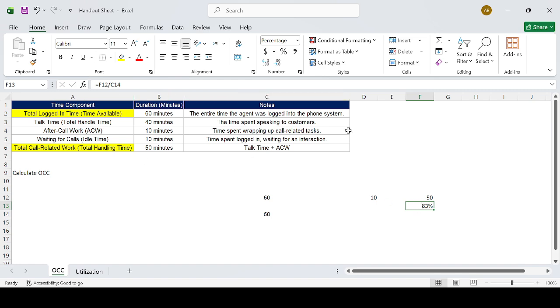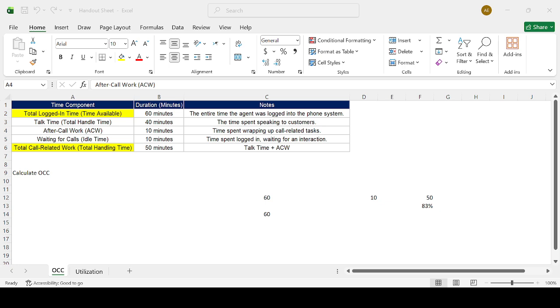Also, if you'd like to have a screenshot here, because I'm giving you notes about each item. For example, total logged in time, which is the entire time the agent was logged in to the phone system. For example, after call work, time spent wrapping up correlated tasks. So all of these are very useful ones. If you'd like to have a screenshot or a snapshot of this table, it's very useful. Now it's clear, we made it clear for the occupancy.